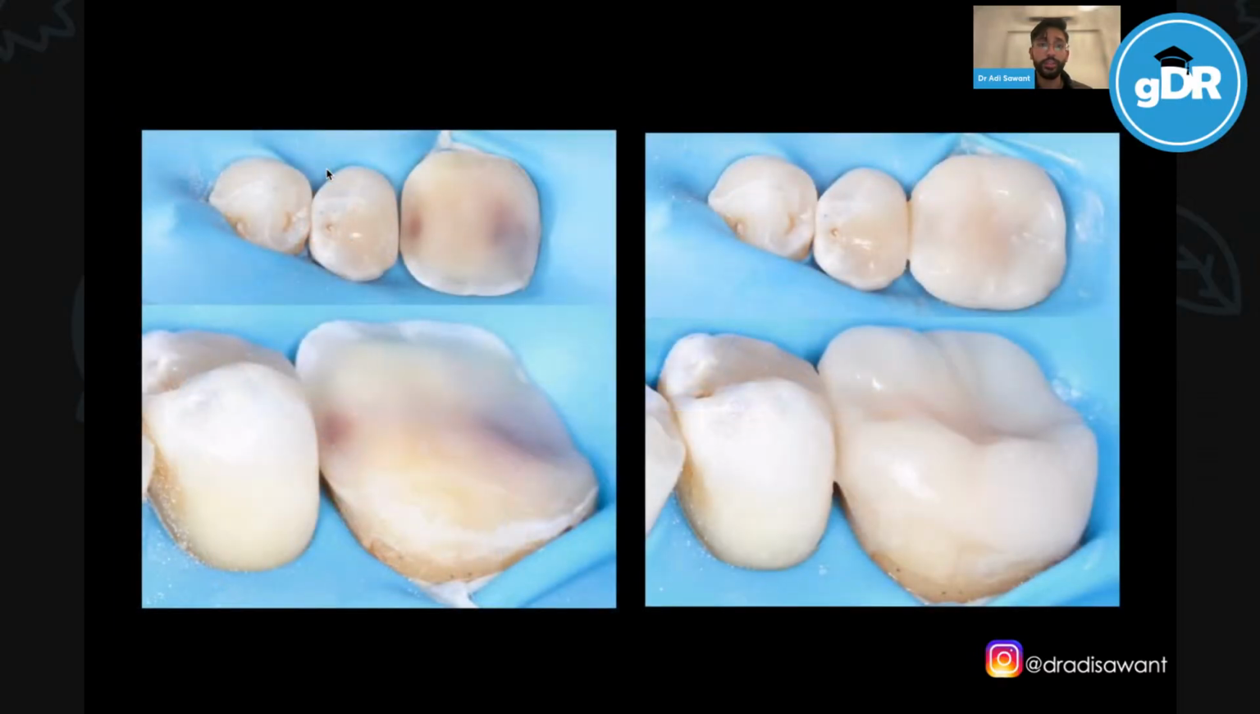And same thing here, just more preps. This one was weird. I think I used the floss tie as a clamp and put the clamp somewhere else. I should have just put a clamp on that tooth. That was quite dumb of me.